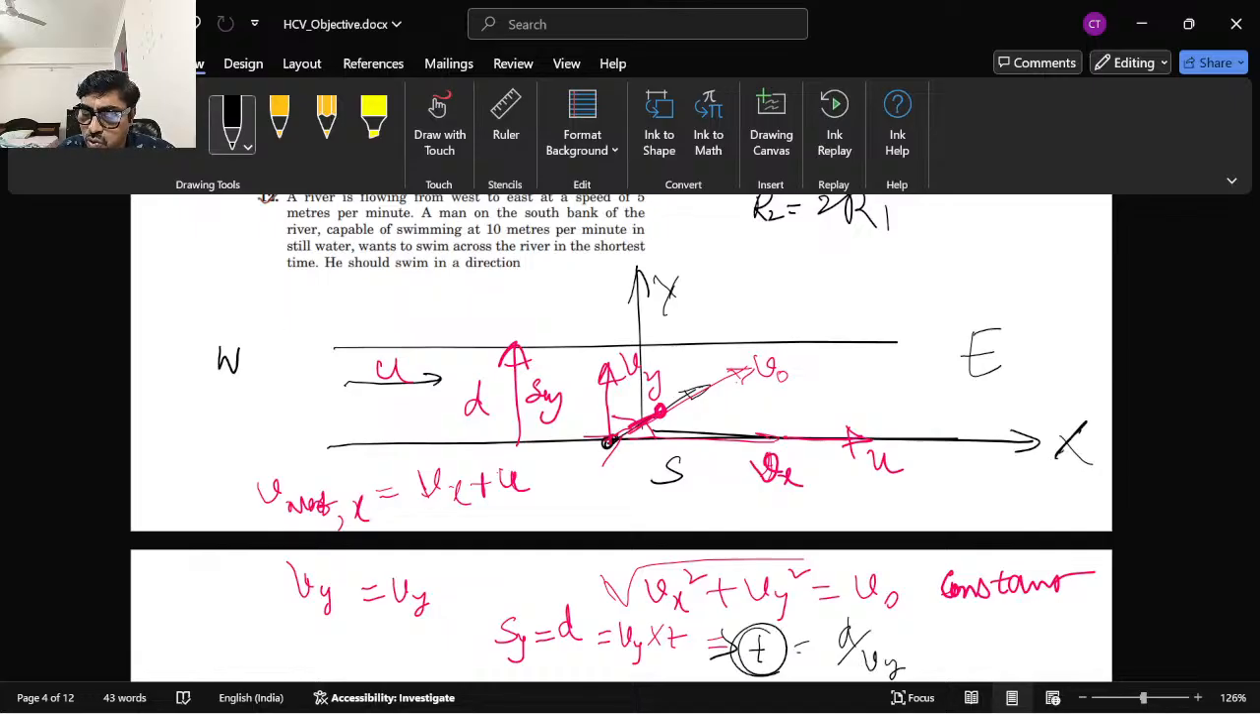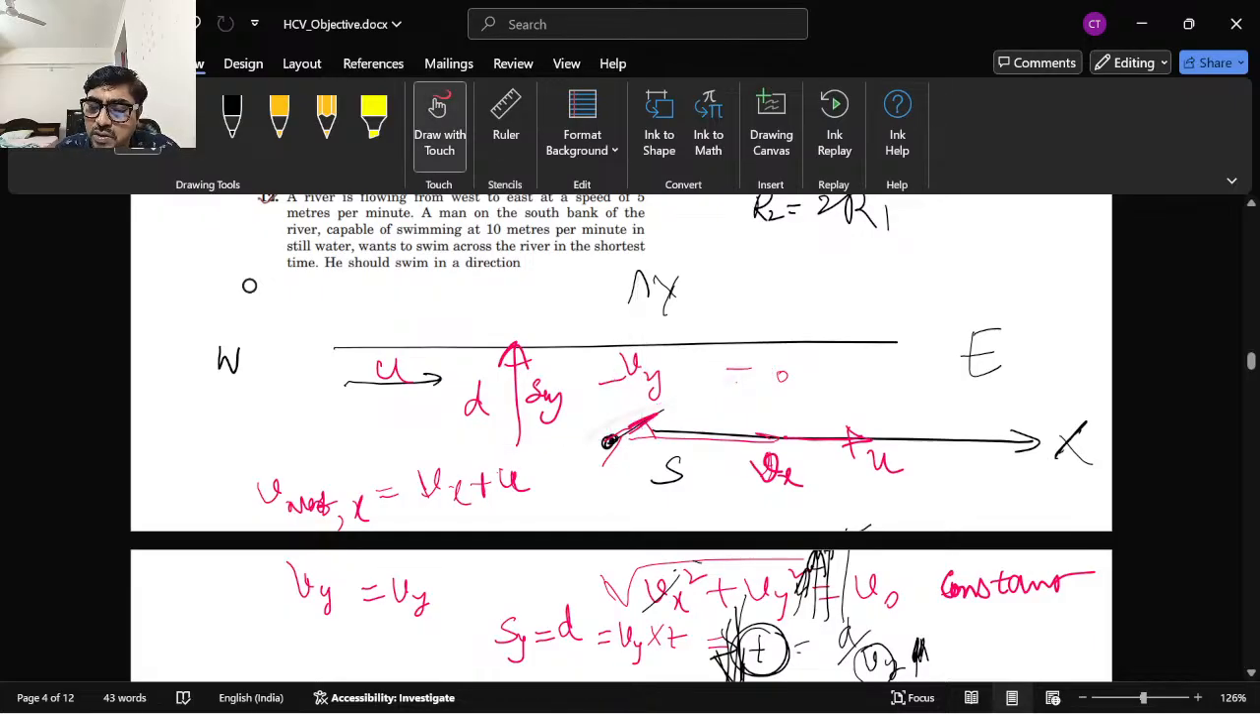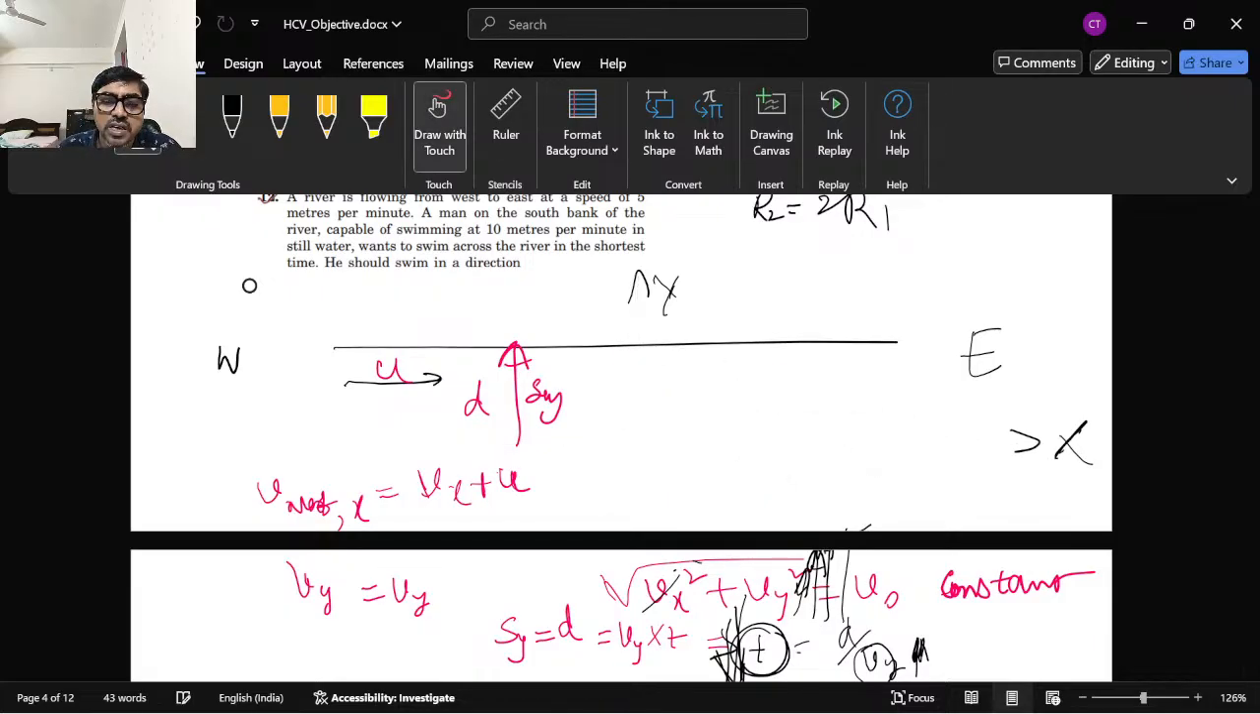Now you want to minimize t, so maximize Vy. Keep on increasing Vy until Vy equals V naught and Vx equals 0. That means if you want to go with the least possible time, you need to orient yourself, not like this. This is the wrong general situation. So how should you orient it?